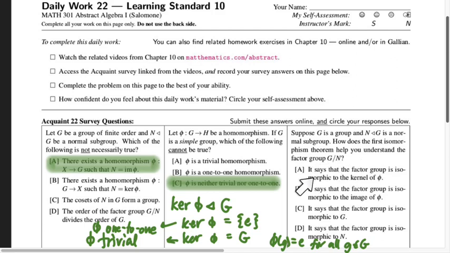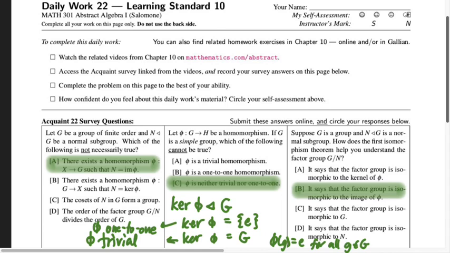Which of these 4 options? It says that the factor group is isomorphic to the kernel of phi, the factor group is isomorphic to the image of phi, the factor group is isomorphic to G, the factor group is isomorphic to N. Which of these is a faithful recollection? It's B. Yep. It's the image of phi that's isomorphic to the factor group.